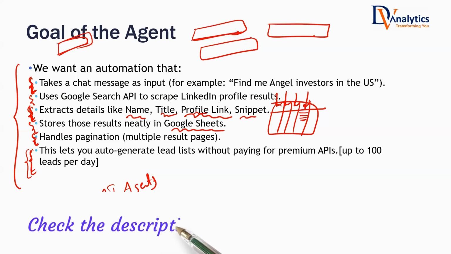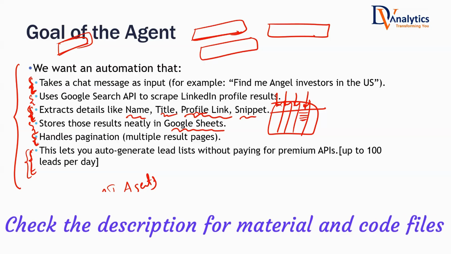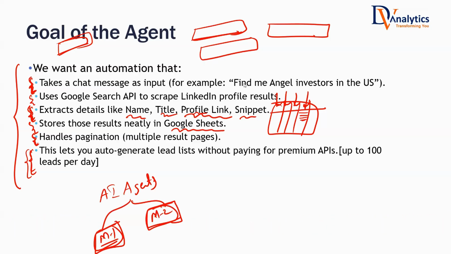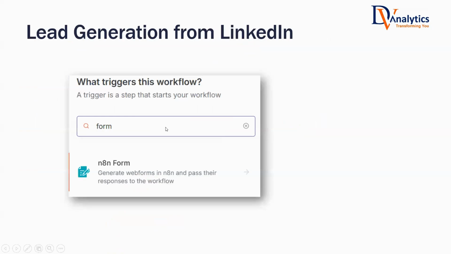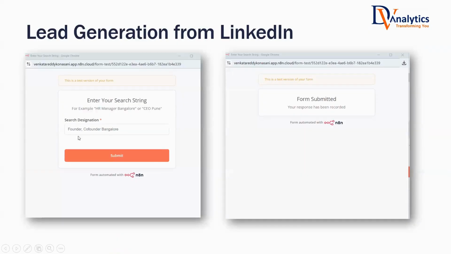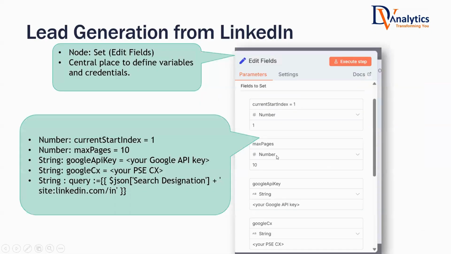Even before getting into our n8n workflow, I would like to show you the whole plan so that all of us are on the same page. Then I will go back to the n8n workflow. So first we will start with a form. In this form, the user will fill in the information that maybe I'm looking for HR managers in Bangalore or CEO in Pune. So this is the form that will appear to the user. He will search the designation that he wants to search on LinkedIn. He will submit this form, and this form will be sent to our Google search engine.